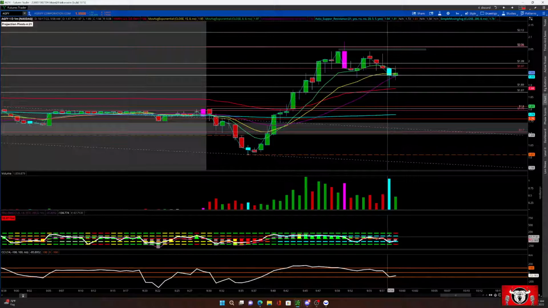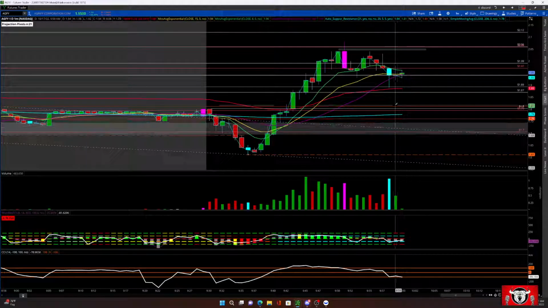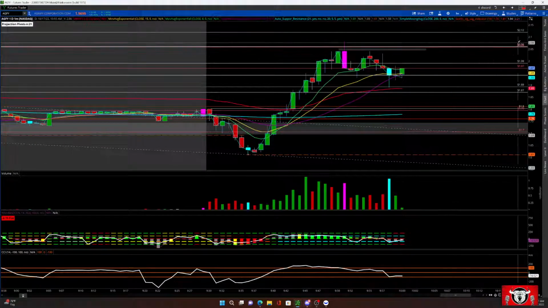Also, that hammer gave us a little spike into the lower 100 here, and we've got a spike into our lower CCI. This almost looks like it could be a double bottom and take off, but I'm just going to follow it and we'll see what it does.